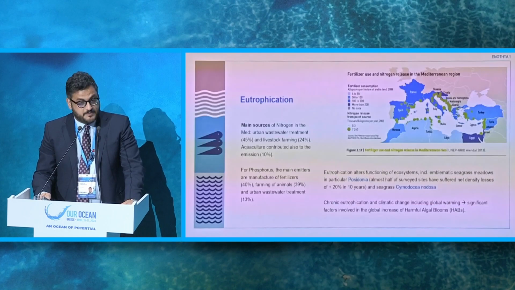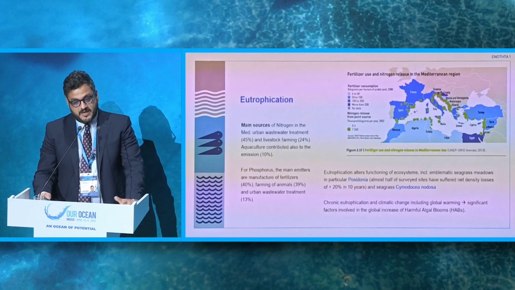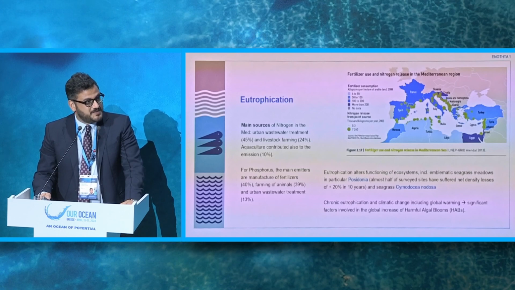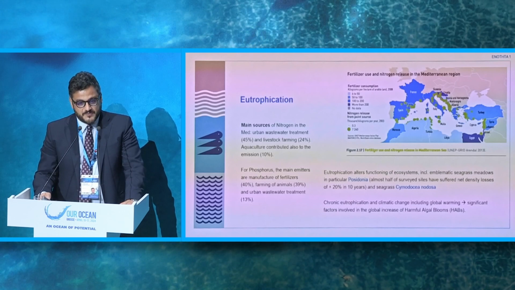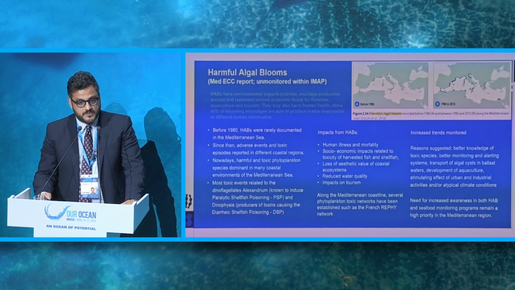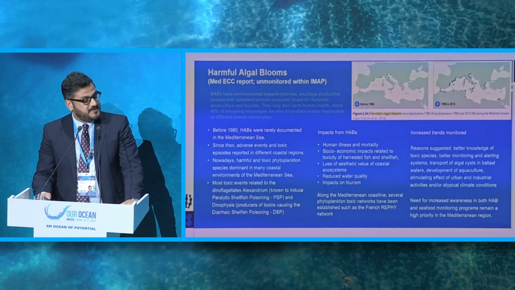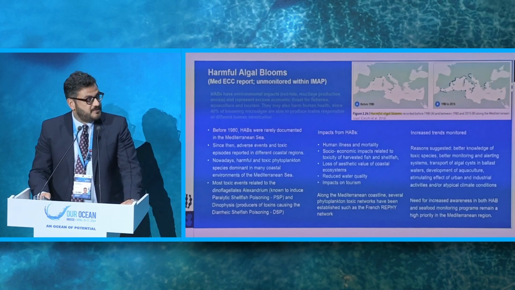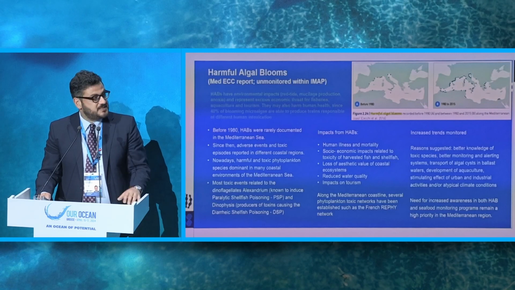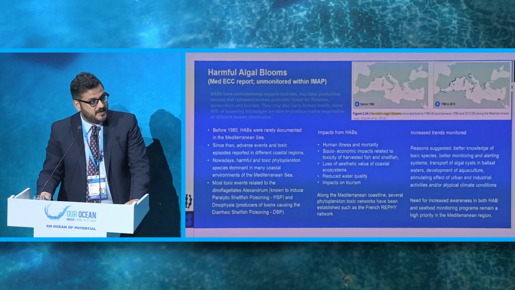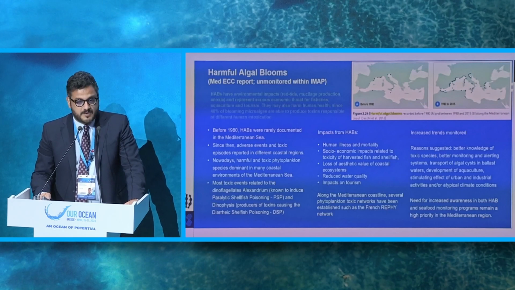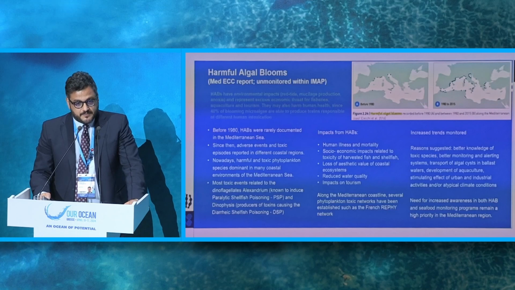Eutrophication comes mainly from nitrogen and phosphorus. There are many sources, and certainly more experts in this room to describe this, which lead to the harmful algal blooms. Whereas before the 1980s, the harmful algal blooms were barely documented, since then these cases have become more frequent.